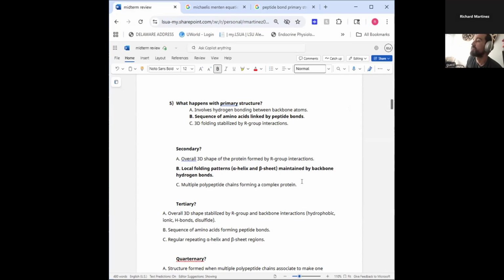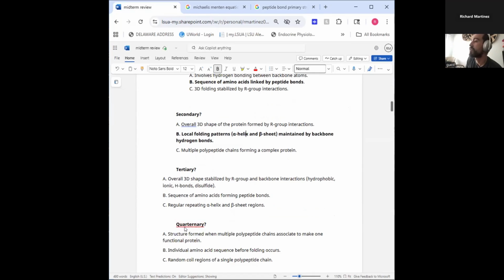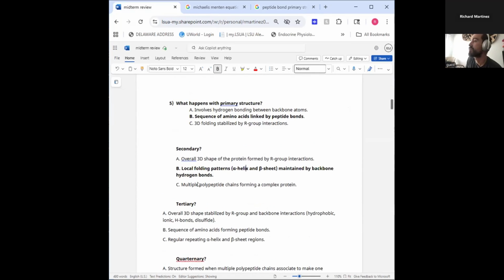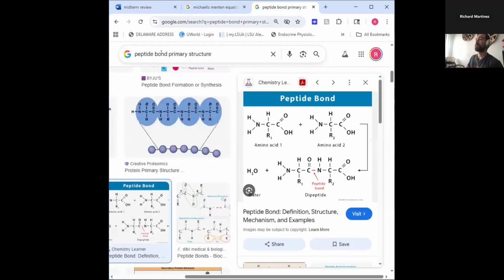Multiple polypeptide chains forming a complex protein. Oh, okay. Well, that's going to hint at our question down here. So you can just put that in the memory bank that multiple polypeptide chains forming a complex protein is probably a quaternary. Maybe it's a tertiary. We'll see. Okay, so the overall 3D shape of a protein is not formed by R groups, and that's not the secondary structure of a protein. So let's see if we can find secondary structure, and we'll look for those.